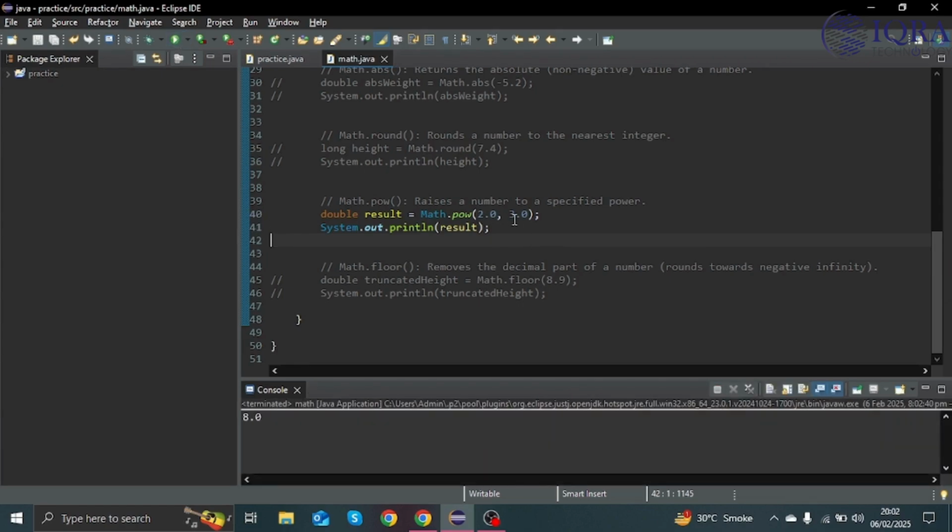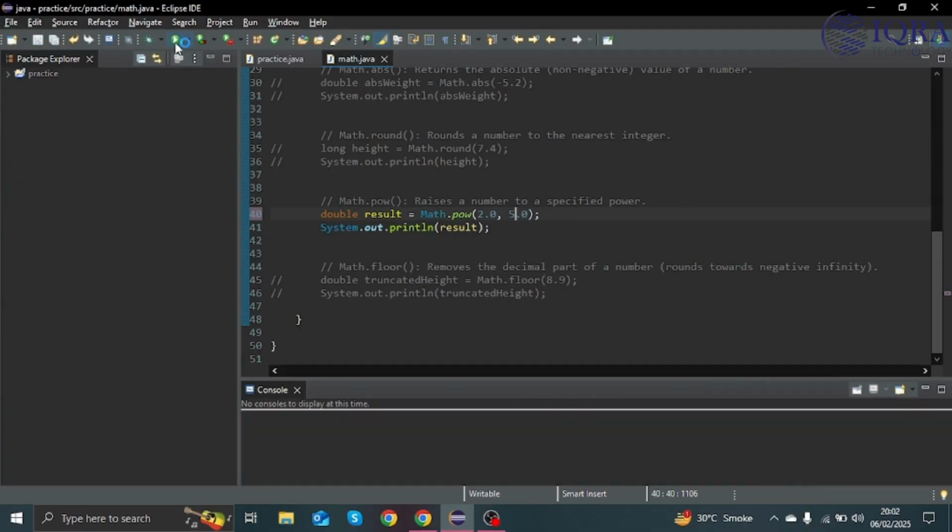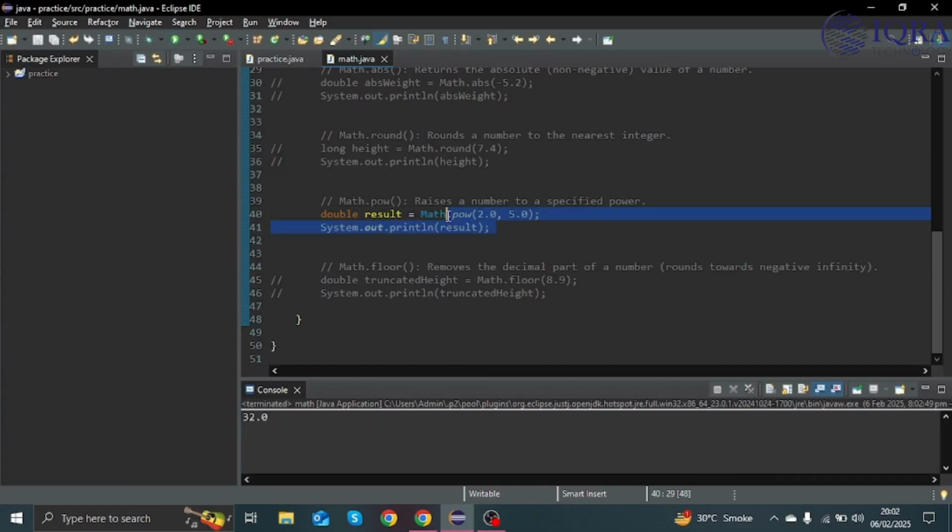Similarly, I can increase the number here. Like if I give 5, so 2 will get multiplied by itself 5 times. If I run this, we will get 32. Did you understand? And if I comment this out, next here is Math.floor.